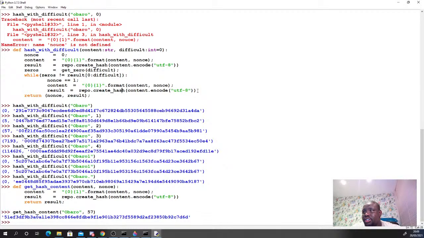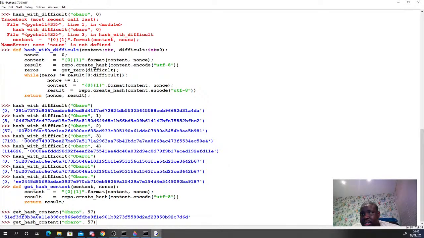Create a hash. You create a hash. So this is the content and the nonce value. Then you create a hash and you return it. So that's exactly what we did, isn't it? Content and the nonce value. It will get the content, create the hash of that content and return it. So 57 should give the same answer unless something is wrong.